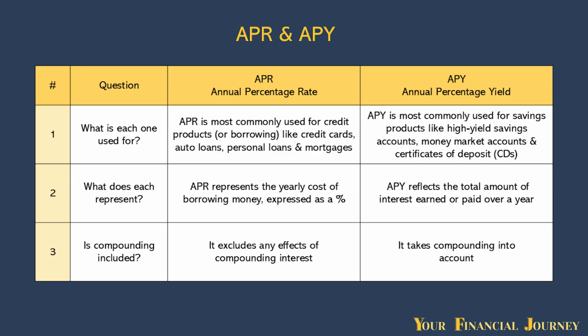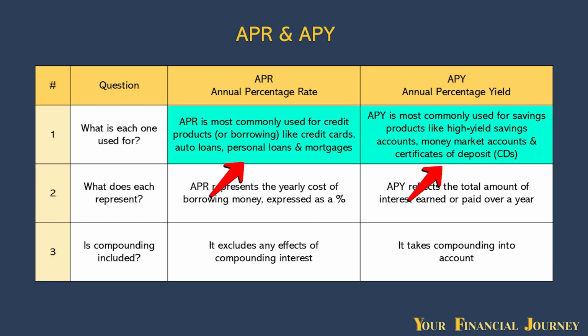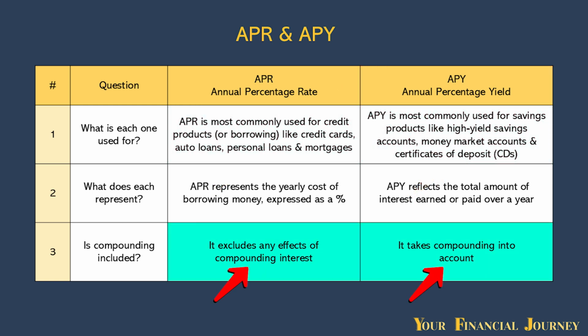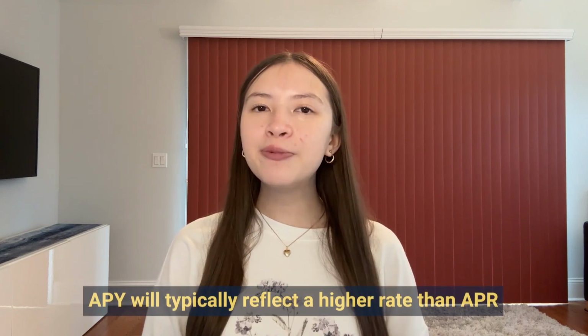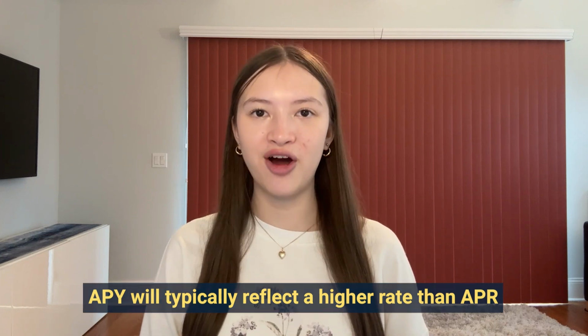So if we look at this table, we can see that the key distinction between APR and APY lies in the fact that they are used for different types of products, as well as the non-compounding versus compounding aspect. Again, APR is used for credit products, or borrowing, and excludes the impact of compound interest, whereas APY is used for savings products and includes compound interest. This means that if you start with the same initial interest rate and assume that interest compounds more frequently than once per year, APY will typically reflect a higher rate than APR. And this difference becomes increasingly significant with larger balances and more frequent compounding periods.